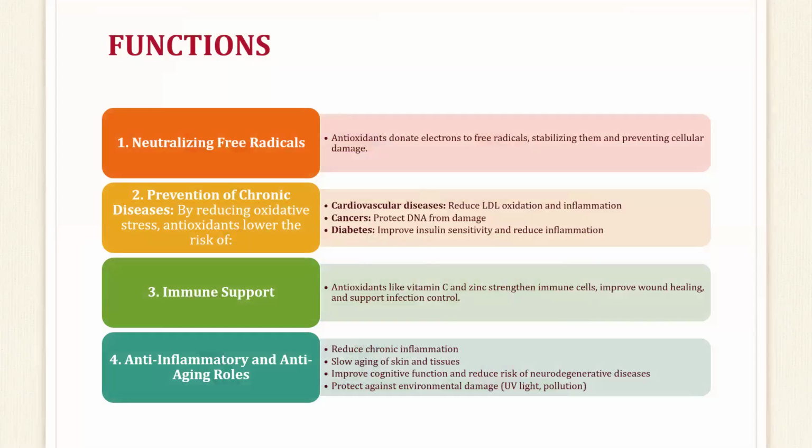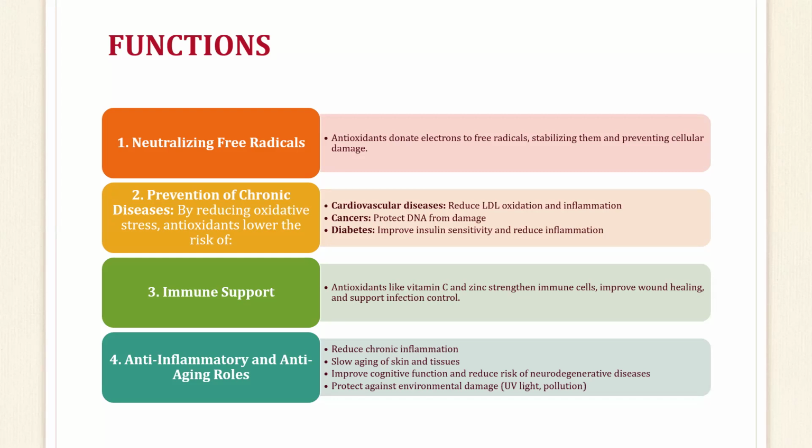The functions of antioxidants: they basically perform the important function of neutralizing free radicals. Antioxidants donate electrons to free radicals, stabilizing them and preventing cellular damage. They have a great role in prevention of chronic diseases by reducing oxidative stress in the body. They protect from cardiovascular diseases by lowering LDL oxidation and inflammation. They protect from cancers by protecting DNA from damage, and they also protect from diabetes by improving insulin sensitivity and reducing inflammation.